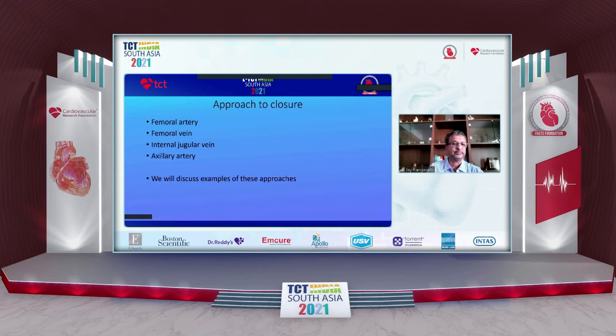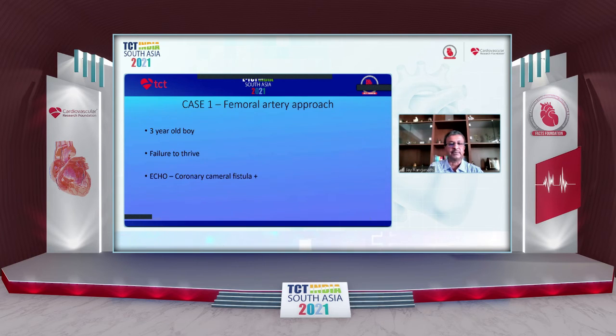So for the approach to closure, these are the four which we have done: femoral arterial approach, venous approach, internal jugular vein approach, and axillary. Everything has got a place, and I'll give four or five examples. We'll discuss the examples of these approaches.